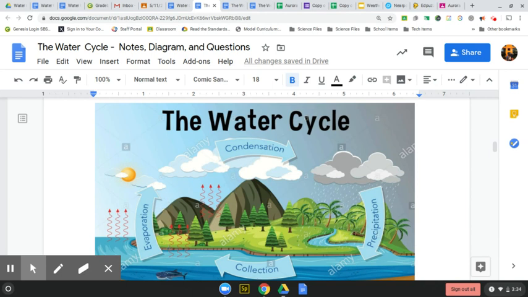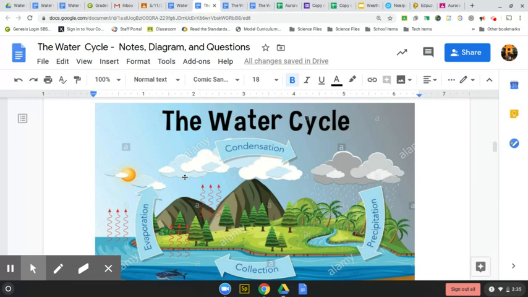Now, evaporation is basically when liquid water, as you can see down here in the ocean, gets heated up by our friend the sun. And when it gets heated up enough, it evaporates, and you see this arrow going up, or turns into gas. All right, so evaporation is liquid turning into gas and rising. Once it rises up into our atmosphere, the higher up we go, it gets colder. So that heated gas begins to cool and turns back into a liquid.